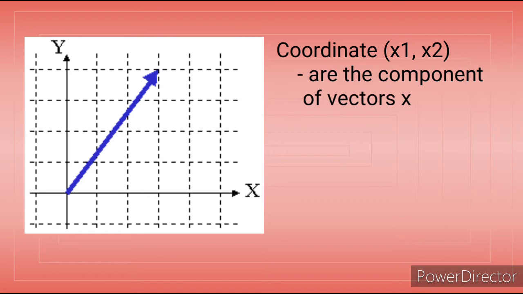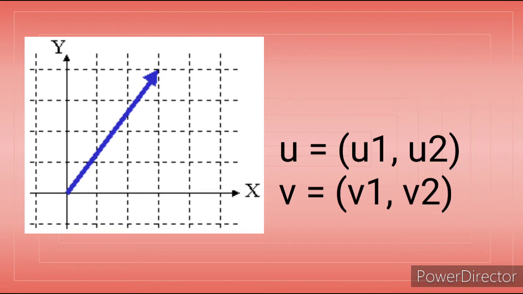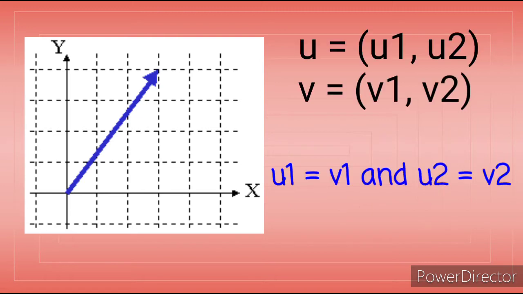There are two vectors in the plane: u = (u1, u2) and v = (v1, v2). The two vectors are equal if and only if u1 = v1 and u2 = v2.